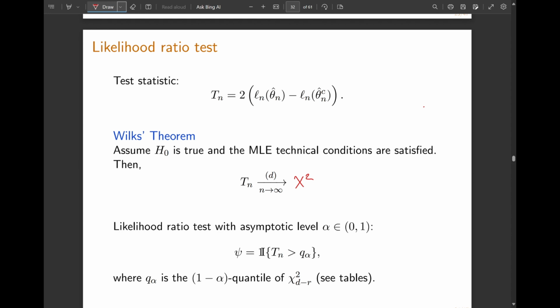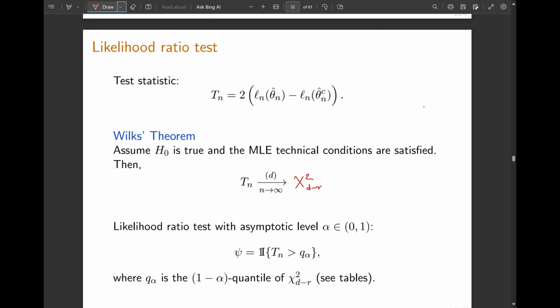It is a chi-square of d minus r, where d is the total number of dimensions, the length of the parameter, and r is the number of coordinates that are fixed, or that have a freedom of choice. R has a freedom of choice, but d is the total length of the dimension, where r are those coordinates which are not fixed. So chi-square d minus r. So it must be equal to that.